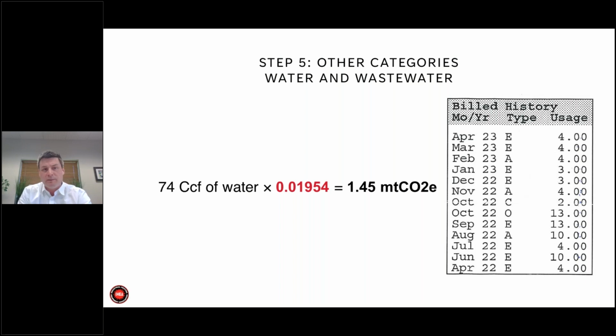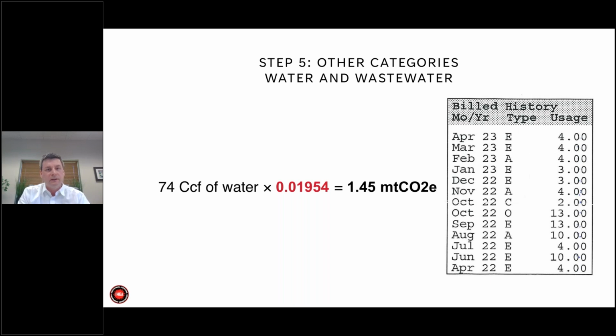So here's my water bill for last year. I used 774 CCF of water. I multiply it by the emission factor I just calculated, and that's 1.45 metric tons of CO2 equivalent. Now, it's not very much compared to the other categories I calculated, but it's still something, and probably means I should not run my sprinklers as much in the summer.